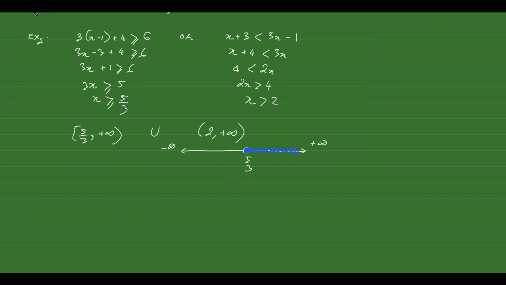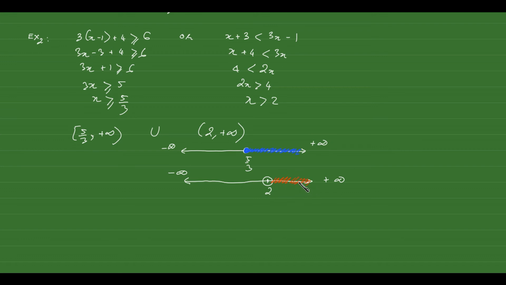Okay. And how about 2? Number 2. 2 should be on the right hand side of 5 over 3, huh? So 2 should be over here, and it's an open circle. And we go from where? We go from 2 to infinity. There you go.